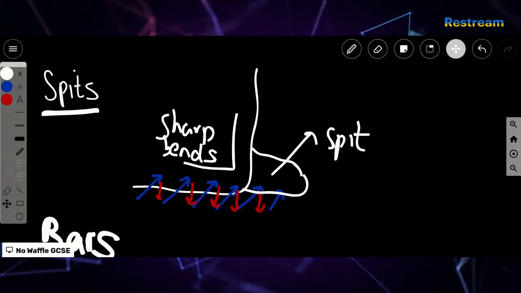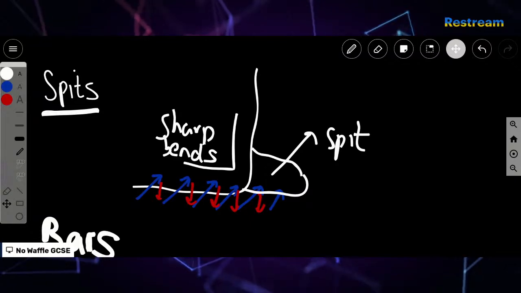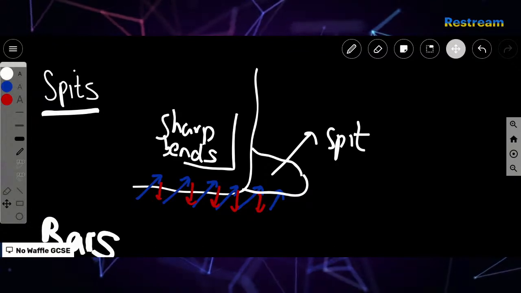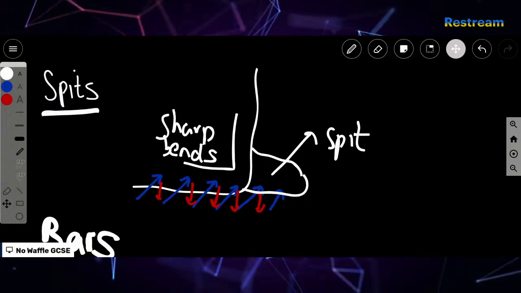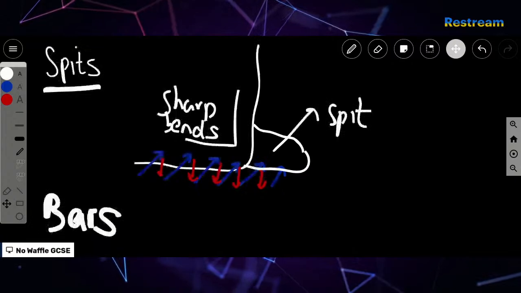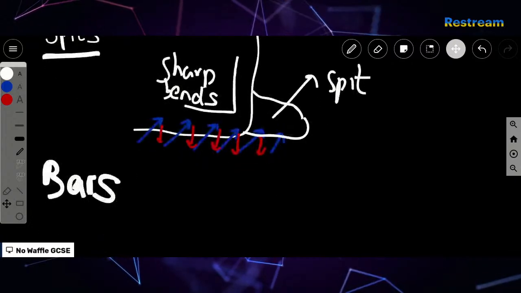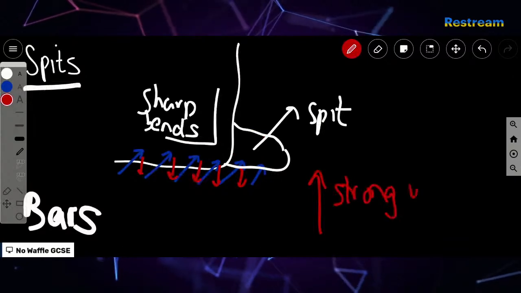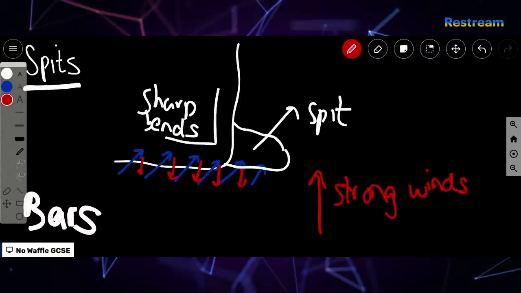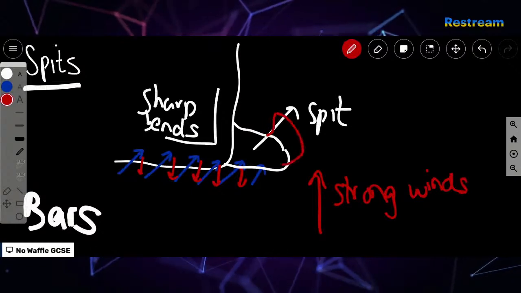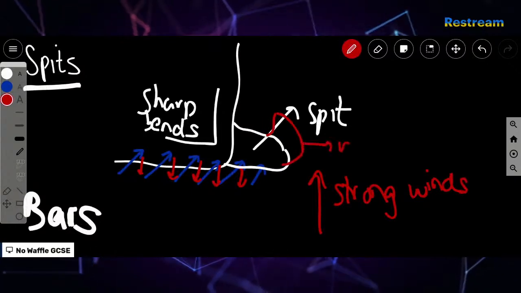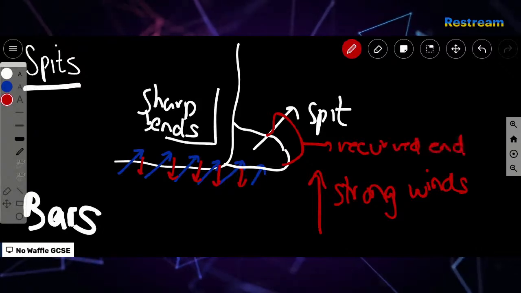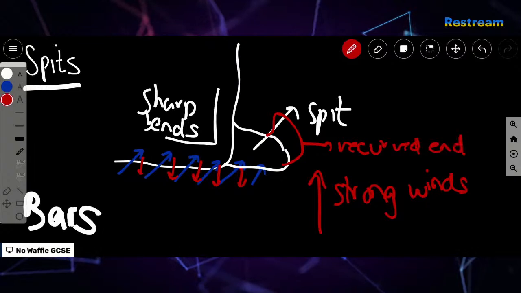Now, as we said, longshore drift transports the sand and shingle beyond the bend, and then deposits it in the sea. And then what happens is, because of strong winds, it can create a curled end to this spit, and that's then called a recurved end. So that's just a feature of a spit.